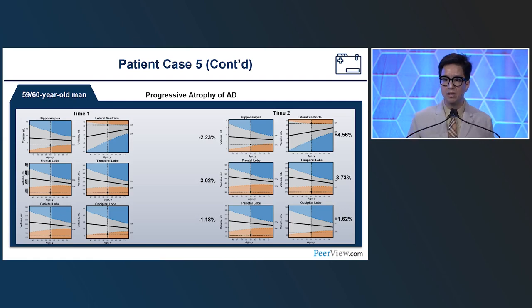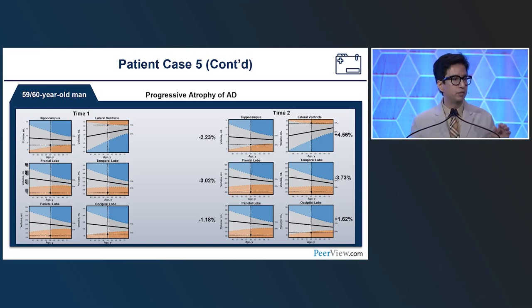And so we see here that hippocampal volume is dropping at negative 2.23%. We see lobar volumes are also comparable, dropping around 3%. Ventricular volumes go up, in this case, just under 5%, although typically at a rate of 10% a year in most individuals.